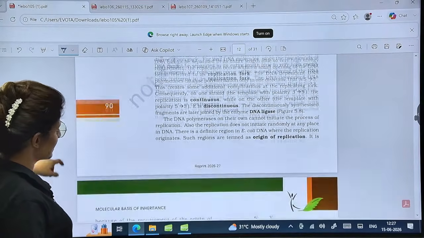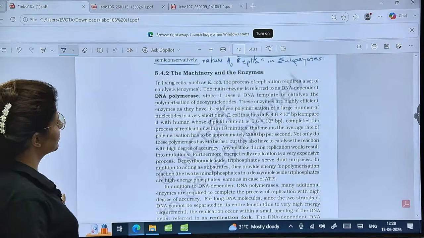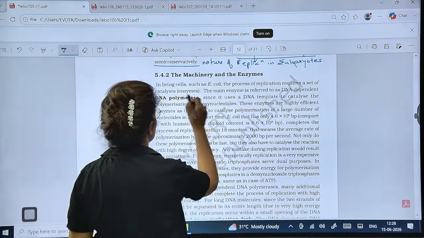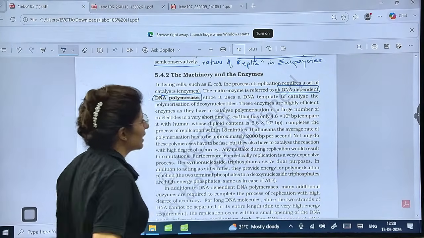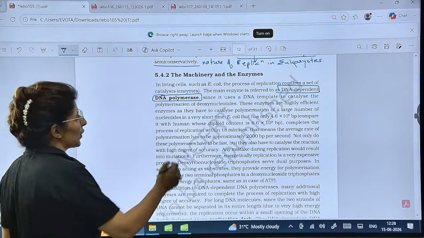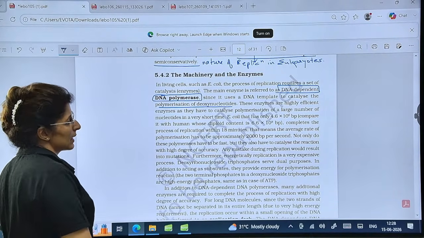Machinery and the enzymes, see. For replication, first of all, what do you need? The main enzyme is DNA polymerase, and it is DNA dependent. Is that clear? So, what is it employed for? For polymerization of deoxyribonucleotides.